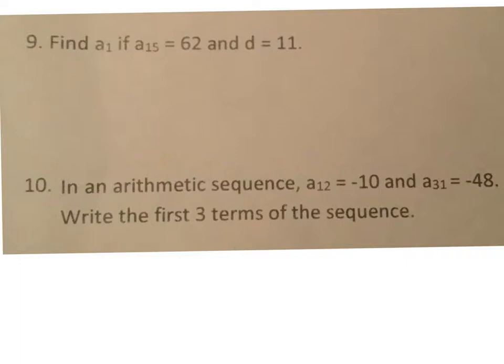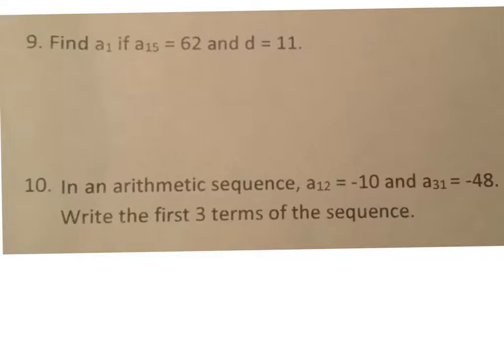So here in this problem, we want to find the first term of a sequence, if we know the 15th term is 62, and every term has 11 in between them. Every term, from the 15th term to the 14th term, from the 15th term to the 16th term, has a difference of 11.